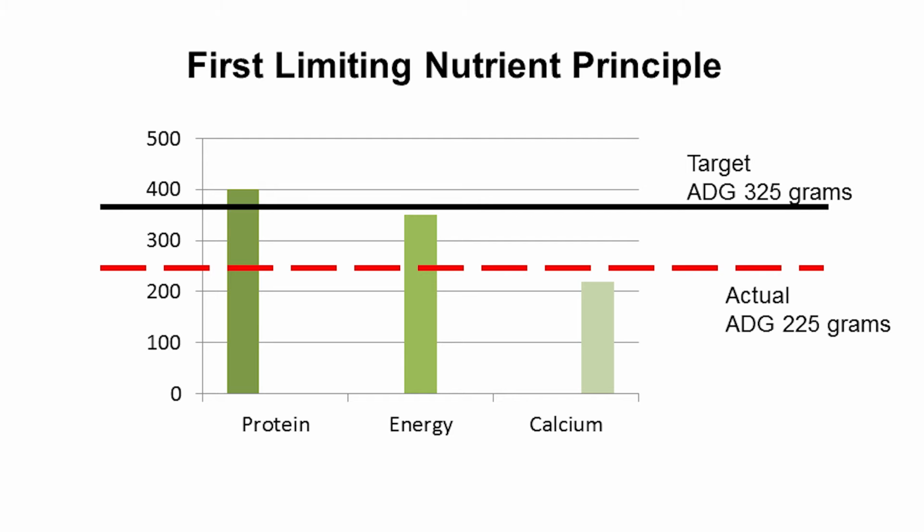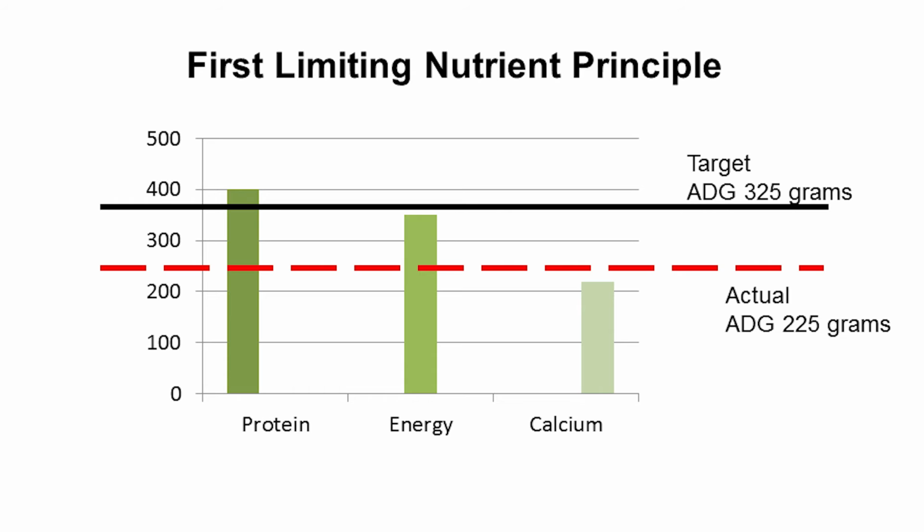This graph shows that just 3 nutrients are required for the growth of the lamb. The target for growth in this simple example is 325 grams per day. As you can see, both protein and energy surpass the level required for that rate of growth. However, the calcium in this ration is only providing enough growth for 225 grams per day. The principle says that the first limiting nutrient here is calcium.